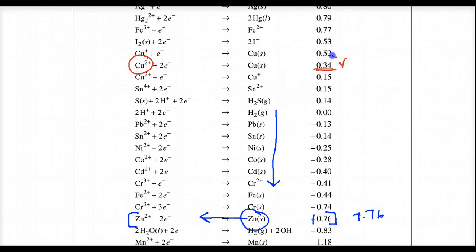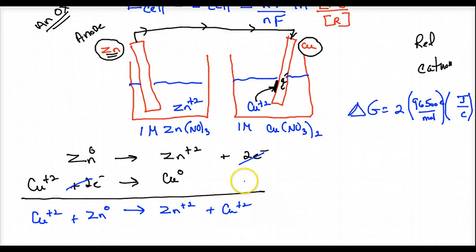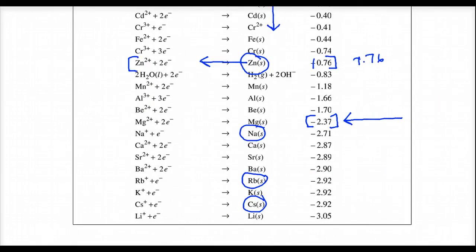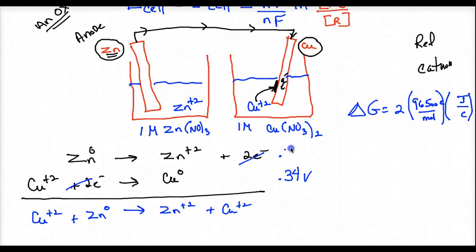And we get a reduction of 0.34 for the copper. So 0.34 volts. And for the zinc oxidizing, I wouldn't put a negative because it's oxidizing, it's going reverse, it's positive 0.76. And this is positive 0.76 because I'm doing the oxidation. Add that together and you get 1.10 volts. This is equal to my E0 of cell.